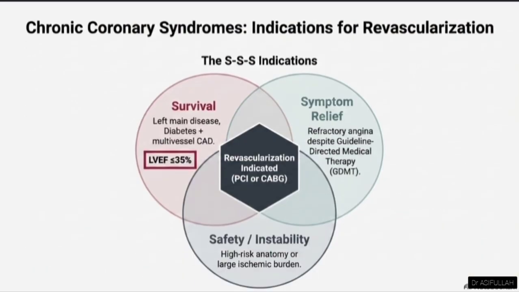Chronic coronary syndromes, the triple S indications: symptom relief for refractory angina despite guideline-directed medical therapy. Survival benefit in left main stem disease with diabetes, or multivessel disease with EF below or equal to 35%. And high-risk anatomy or large ischemic burden may be favored for revascularization in chronic coronary syndrome. Revascularization doesn't only mean stenting, it includes bypass surgery as well. And whenever you are referring a patient, obviously you will clear the whole picture for the patient's benefit.